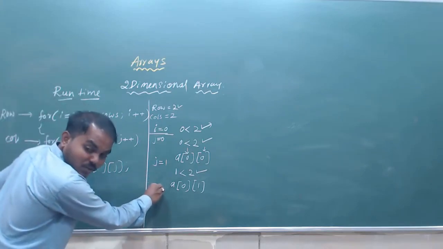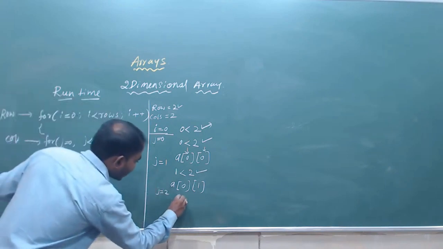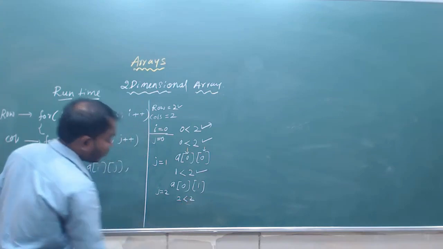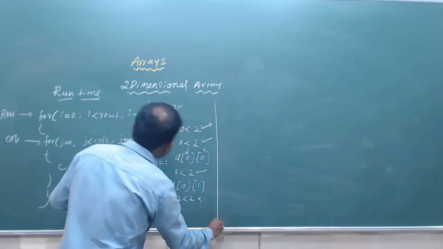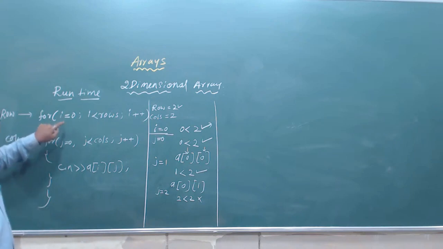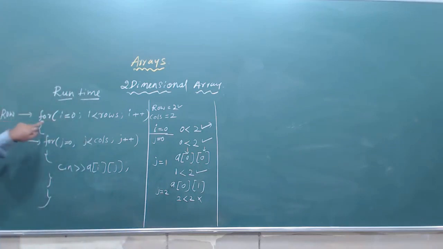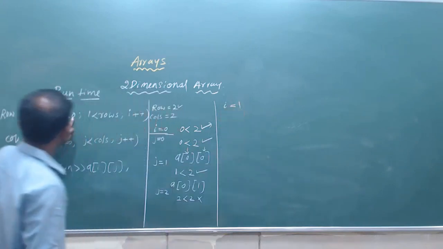Then the value of j becomes 2 here. Once again we check the condition whether 2 is less than 2. No, the condition fails here. Then the control moves out of the inner loop. So what is the condition here? 2 is less than 2, the condition failed, then we go to the row loop, outside the loop. Initially i we have taken as 0, now it becomes i is equal to 1, right?